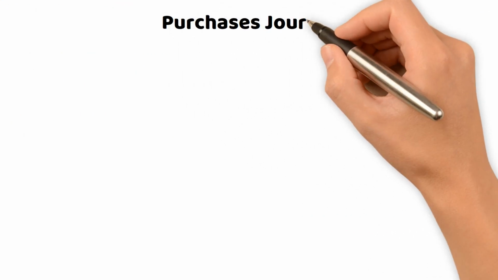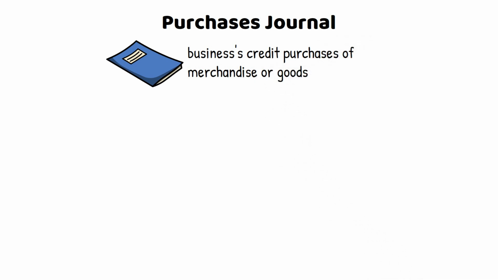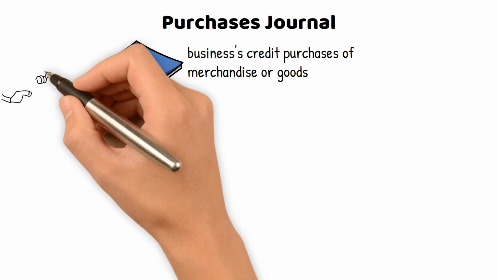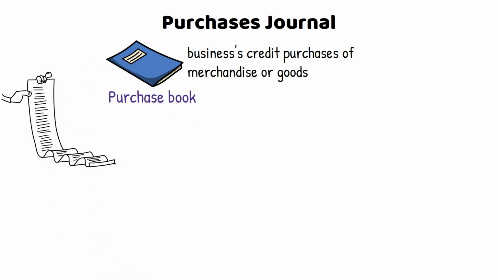Purchases Journal. A purchases journal is a specialized accounting book that records a business's credit purchases of merchandise or goods. It is also known as a purchase book or a bought day book. The purpose of a purchases journal is to provide a centralized location for recording and summarizing all purchases made by a business during a given period.